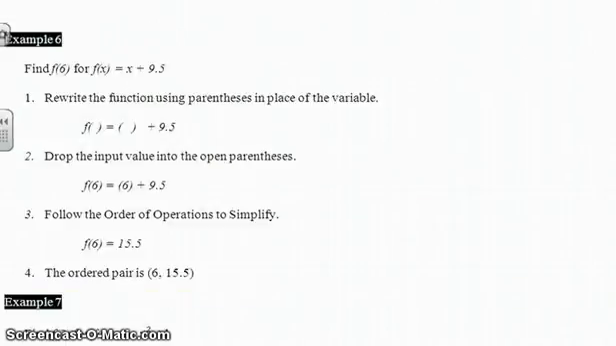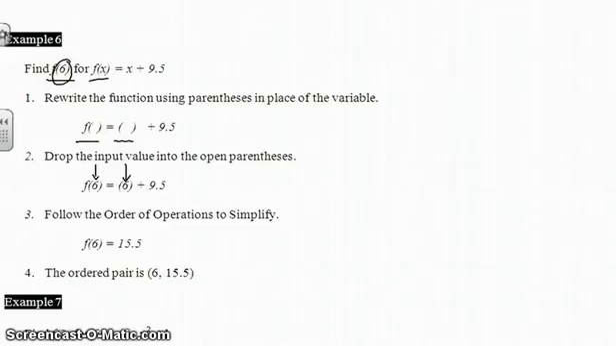Let's look at an example. It says to find f of 6 for f of x equals x plus 9.5. So my first step is to simply rewrite the function with open parentheses. All I did was, everywhere I have f of something, I just put an open parenthesis there. Next, we're just going to drop the given value, in this case 6, into my open parentheses. We're replacing the letters, variables, with that given value.